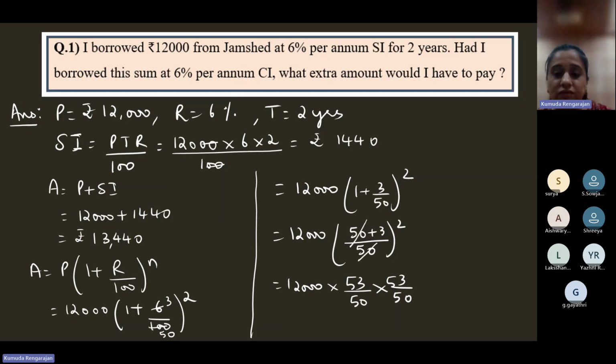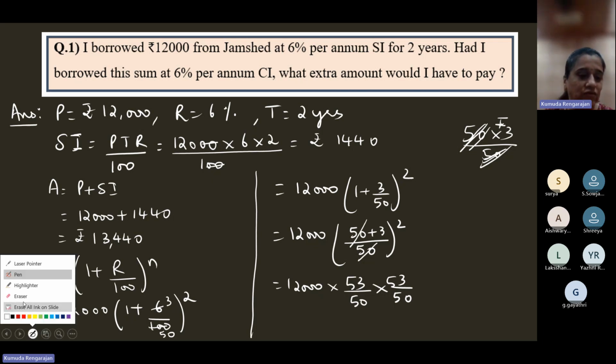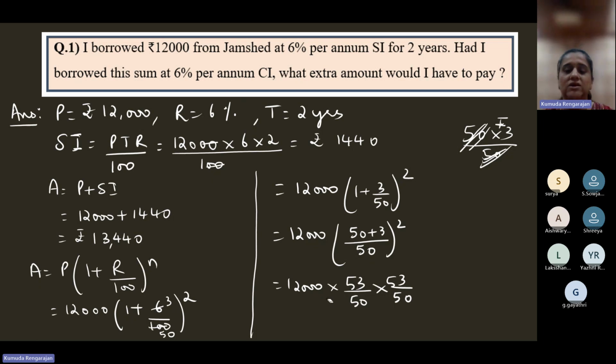Children, you cannot cancel 50 and 50, because it's addition there. It's 50 plus 3. If the case was 50 into 3 by 50, then you can cancel 50 and 50. When the connecting sign is plus or minus, you cannot cancel like this. You have to add or subtract: add 50 plus 3 or 50 minus 3. So you cannot cancel the 50 in the numerator and denominator. You have to add 50 plus 3, 53. So 53 by 50, the whole square, is 53 by 50 into 53 by 50.